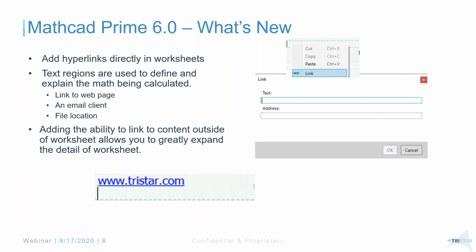Okay, but we also have, so we can link to a web page. We can link to an email client. We have the ability to link to a file location, which I can already see the benefits. If we have a repository in a shared network folder that we want to reference, we don't have to pull that document into our Mathcad worksheet. We can just quickly link to it as needed. Okay, so we can greatly expand the details of our worksheet.